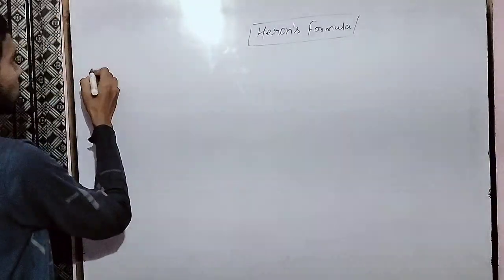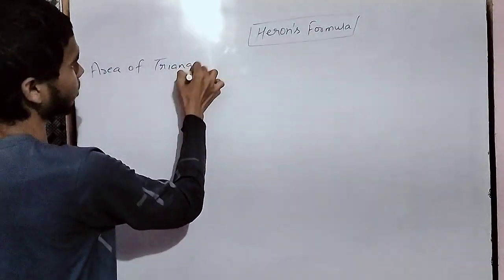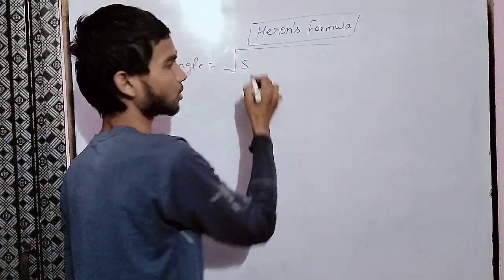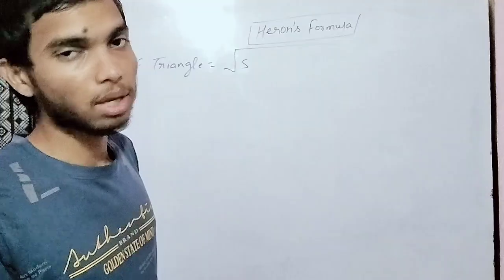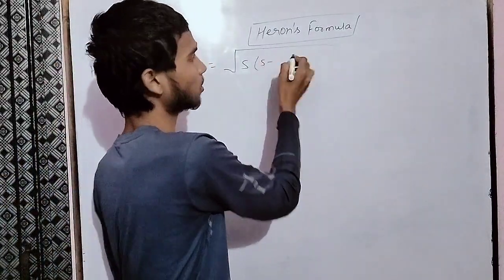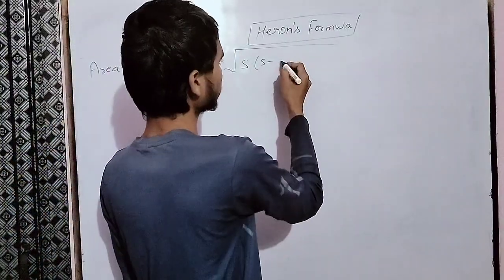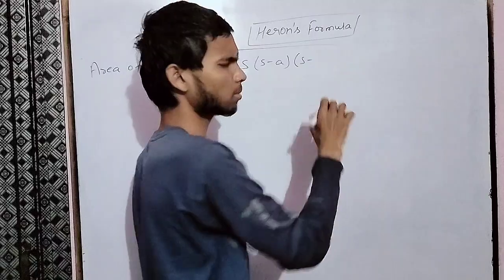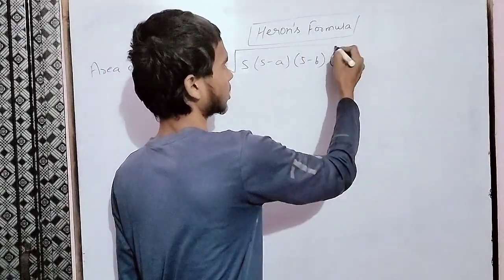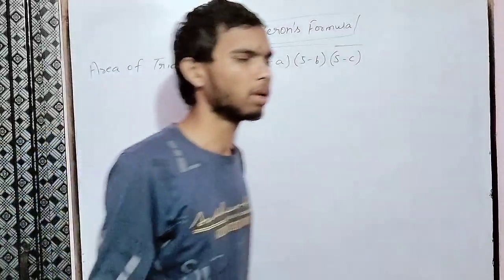The area of a triangle will be the square root of S, which means semi perimeter in this context, into S minus A, again S minus B, again S minus C. This is the formula. After understanding it, it will be easy for you.